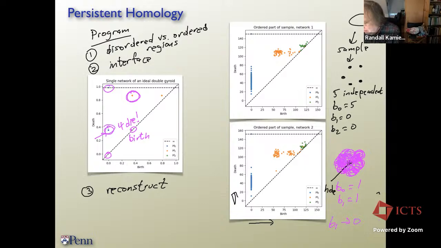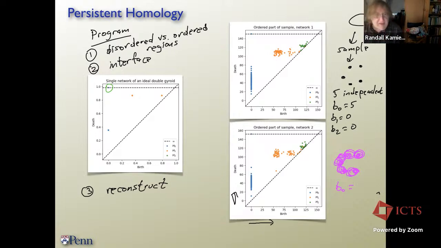And in a perfect gyroid network, you have individual points. Let's erase all this. Like so. In the perfect gyroid network, what do you have? You have the birth of some points. So here, 1 point is born. That's the point that lives forever. That's the whole data. And you have the birth of a bunch of other points, like so. And then, eventually, when you make them bigger still, they die.